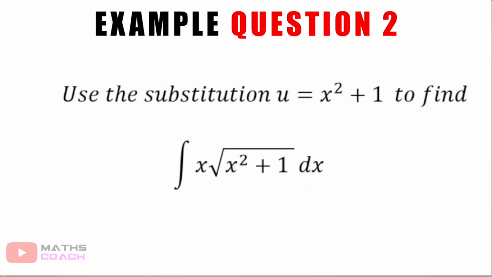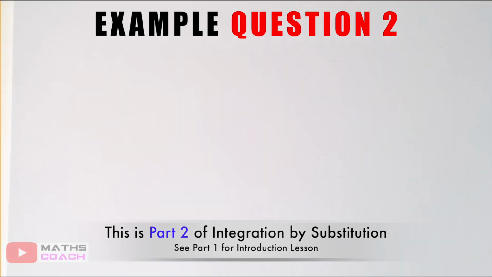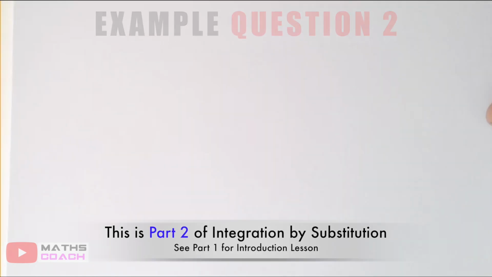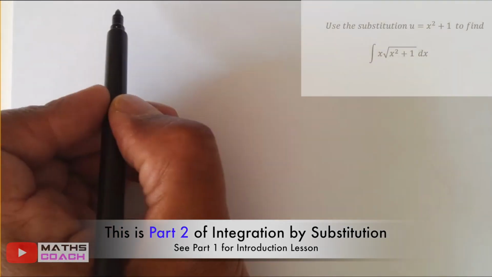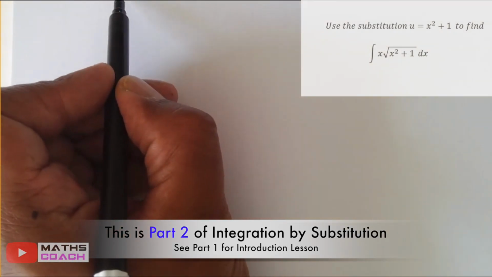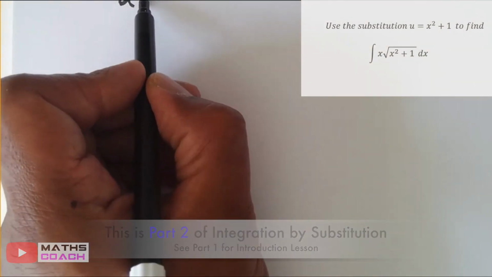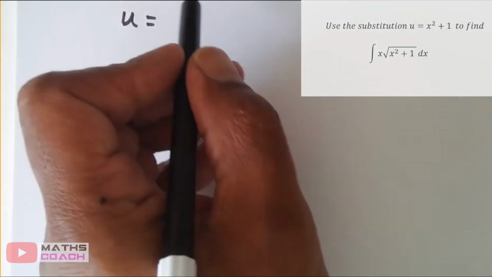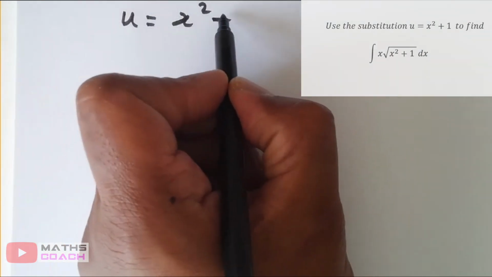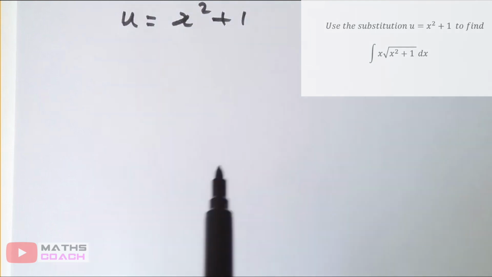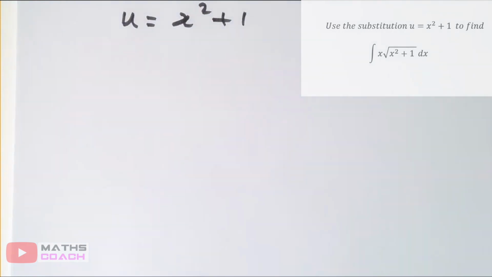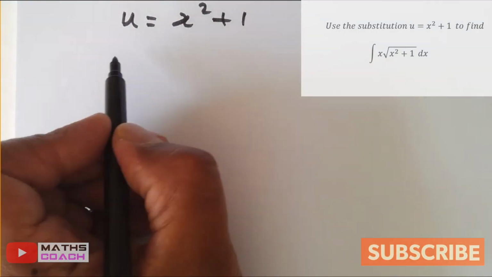Let's move on to example 2. Example 2, slightly more difficult, as you can see, but we're going to use the same principle. So we started off last time by writing out the substitution, and that would be a good start. So u would equal x squared plus 1. We're then going to differentiate that with respect to x.